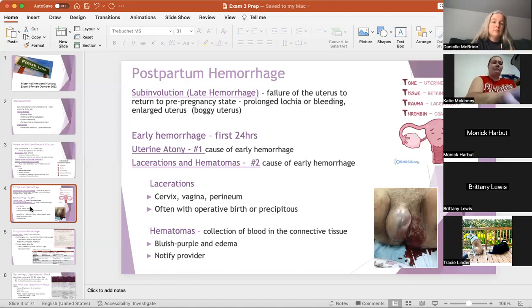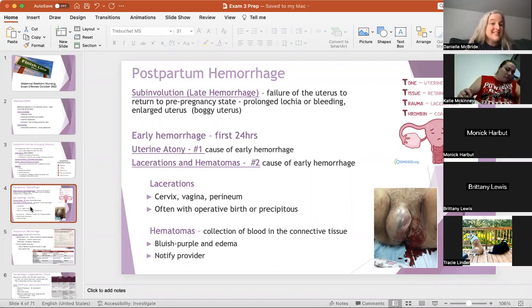Maybe a laceration. Okay, so lacerations are definitely our number 2 cause of early hemorrhage. But for our late hemorrhage, where our uterus is not involuting the way it's supposed to, we need to think about things that could be inside the uterus that is keeping it from contracting down and returning to its pre-pregnant state. So like pieces left over from placenta, infection. Yeah, and those are the 2 main things: retained placental fragments and infection.